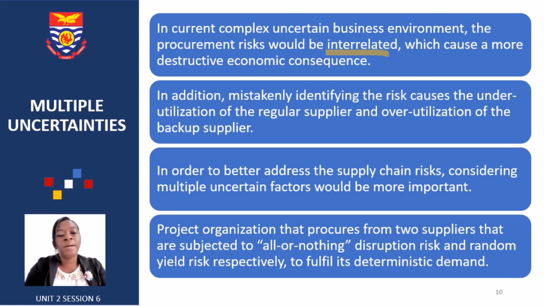So in order for you to address this, you need to always consider multiple uncertain factors, which would be more important. And so project organizations procure from 2 suppliers that are subject to all-or-nothing disruptive risk and random yield risk respectively to fulfill their deterministic demand. So you can either provide me with all of it or nothing. Then at the end of the day, we are also a bit safe in the project.